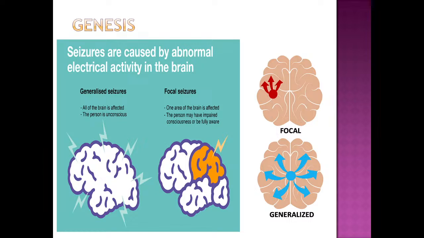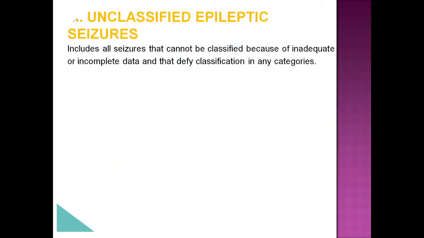So here you can see there is a typical focus from where the seizure activity is only going to a localized area, whereas here the focus is somewhere centrally located and the seizure activity is going through the entire cortex of the brain. Okay. Then any seizure which cannot be classified into the previous two categories, which is focal seizures and generalized seizures, we can call unclassified epileptic seizures, where we have inadequate data or which we are unable to classify in the previous category. So that is unclassified epileptic seizures.